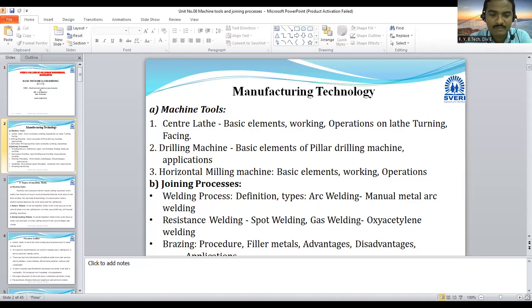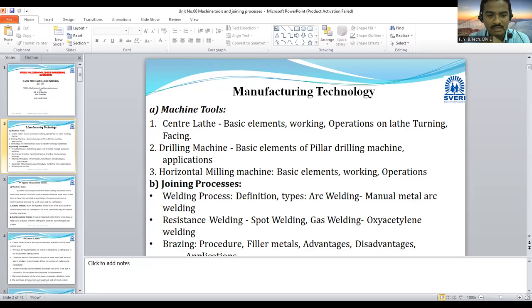So third is milling machine, that is removed from our syllabus. It is not included. But if the time permits, we will cover that also as content beyond syllabus, maybe at the end of the syllabus, we will cover the content beyond syllabus related to machine tools, that is milling machine. But very basic, the two machines that we will cover are the lathe machine and the drilling machine. Then second part is joining process.